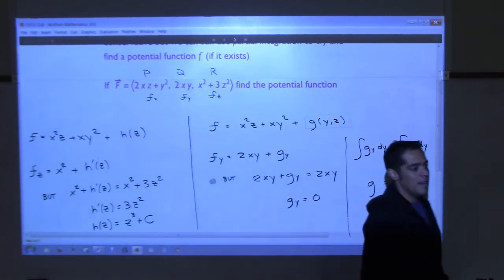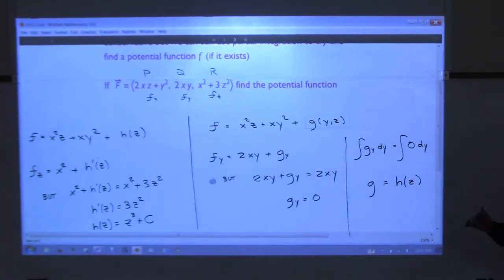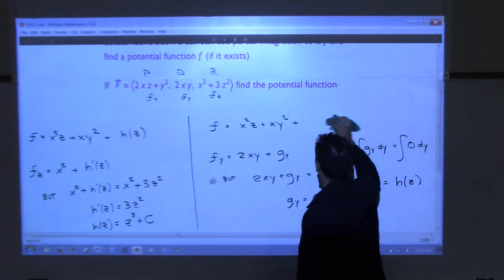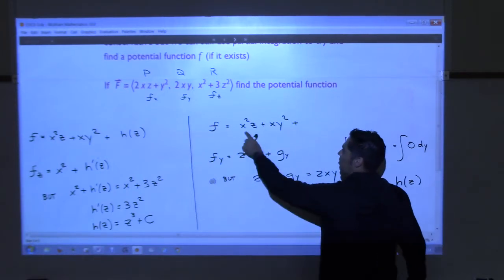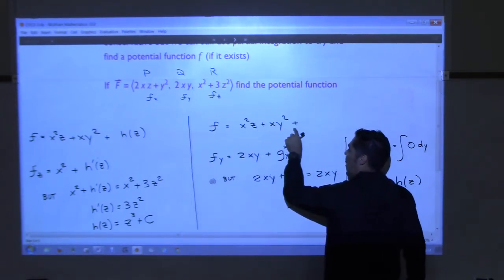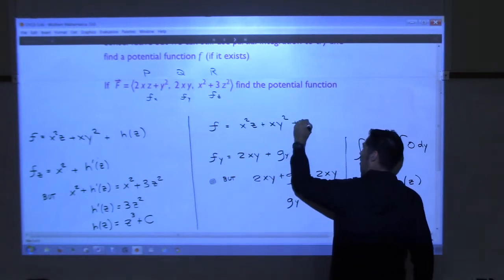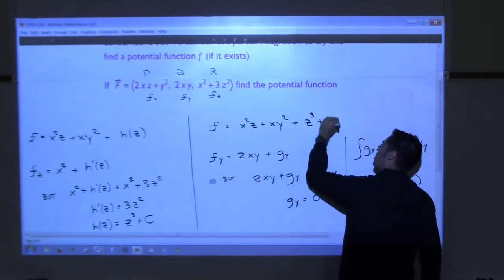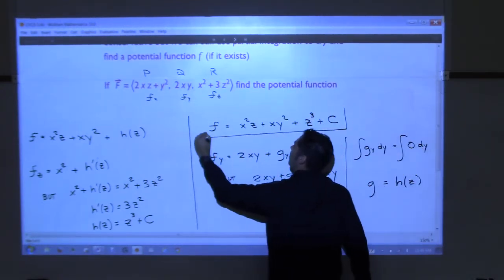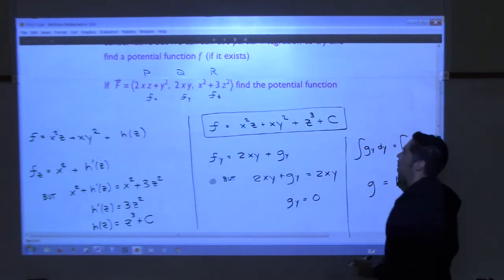Now, this time I can say it's a constant because h could only have z's in it. So the most this could be would be a constant after that. So I think we have it. Okay? Our final answer is that little f must be x squared z plus xy squared plus z cubed plus some constant. There it is.